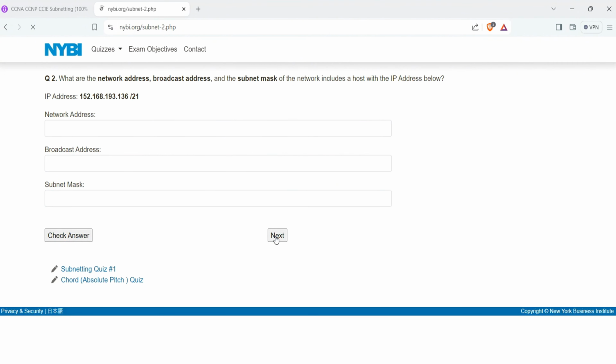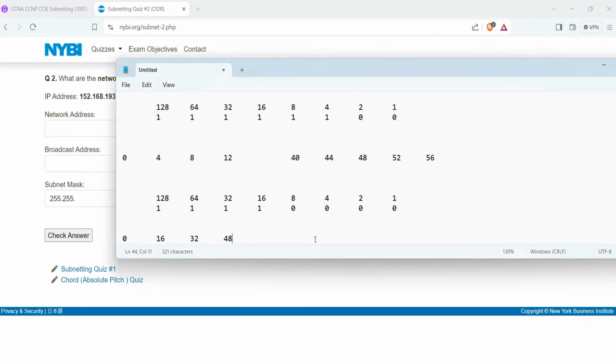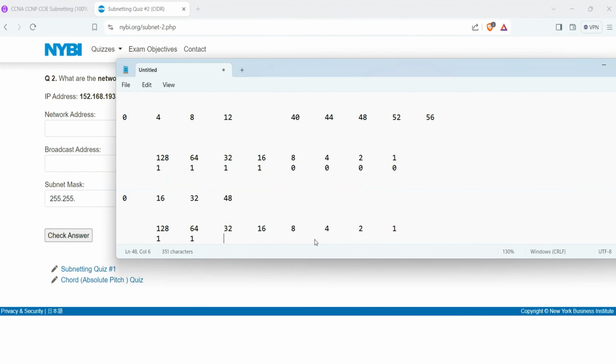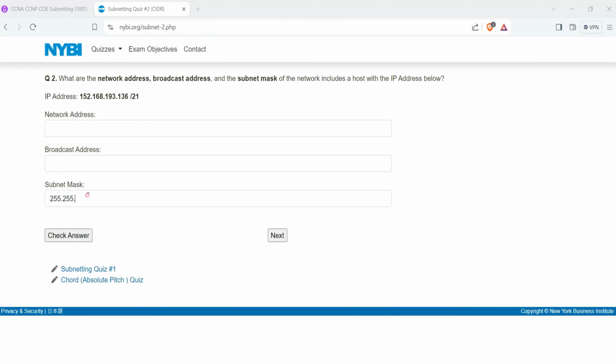Slash 20 again. We did a slash 20. Slash 21. Okay. 255 is 8 bits, 255 is 16 bits. I need five more bits, right? Five more bits. So look at this: 128, 64, 32, 16, 8, 4, 2, 1. And look at this: 1, 2, 3, 4, 5. And all these are zeros. I add them up together and I get 248 dot zero.